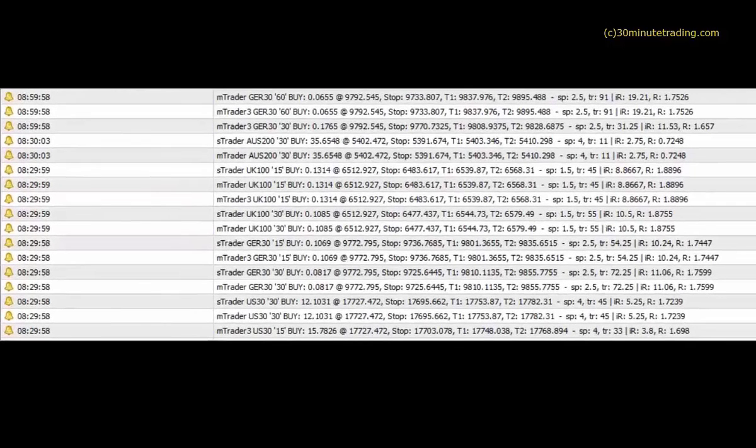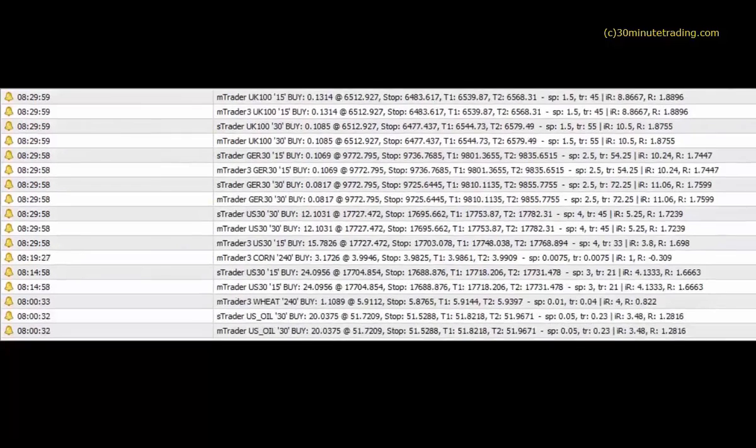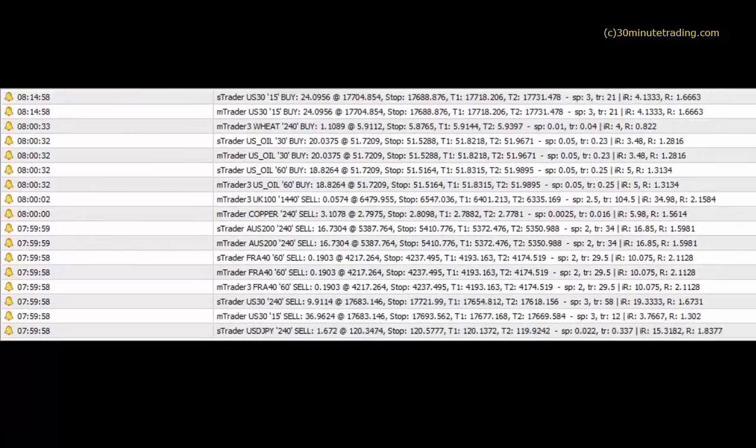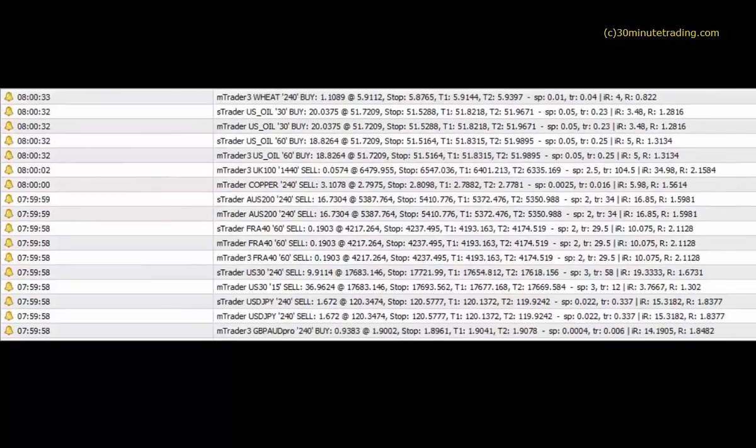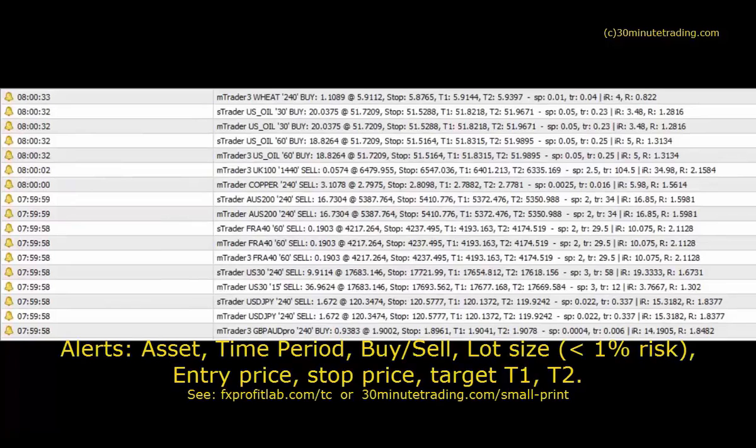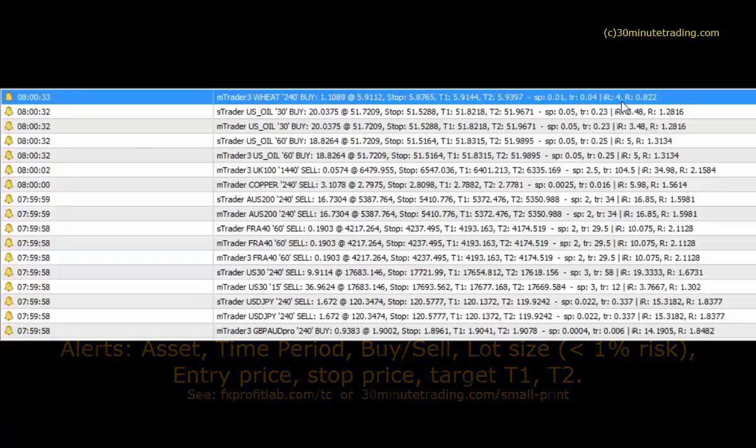Now with the M-Trader, the M-Trader 3 and the S-Trader, we have separate alerts coming out on any time period that you're interested in watching. It will tell you what asset you're going to be trading, what time period the signal has been coming from, whether it's a buy or sell, and how much to buy or sell depending on your pot size, never risking more than the suggested risk of less than 1% per trade. It tells you exactly what your entry price is, what your stop price is, what your first target is, and what your second target is.